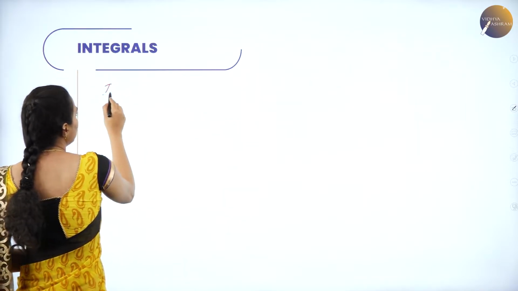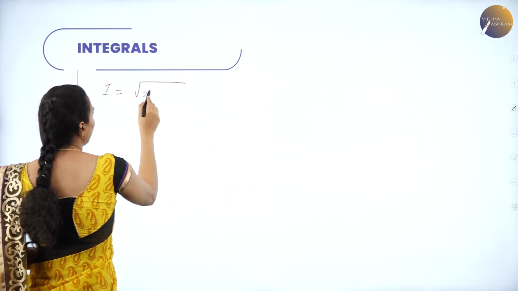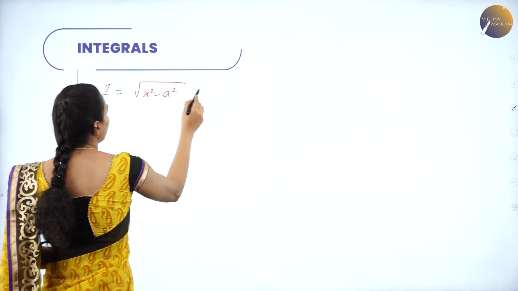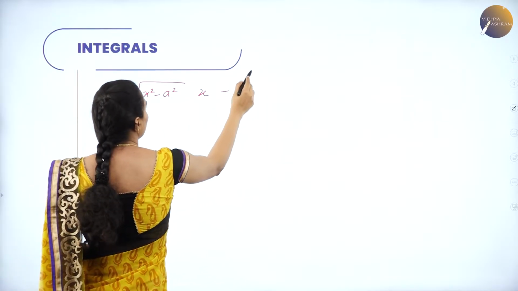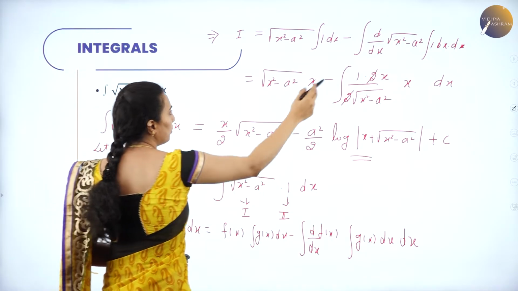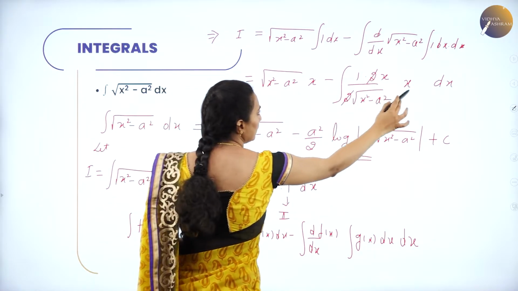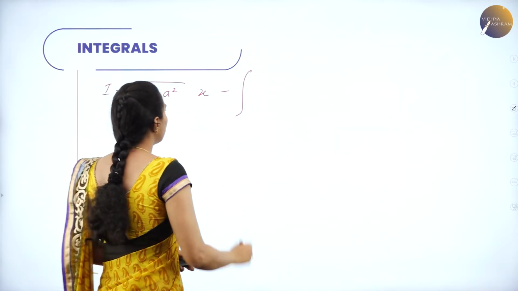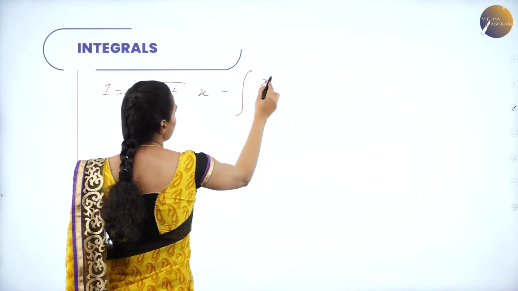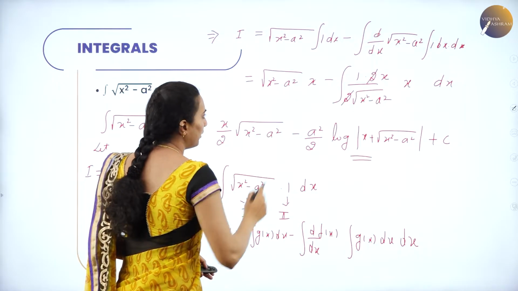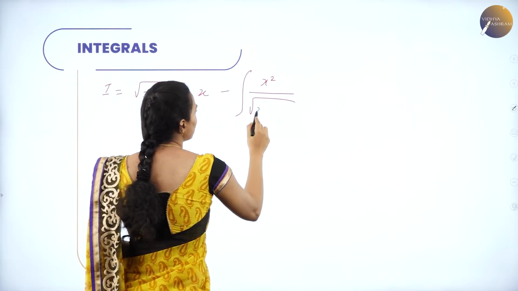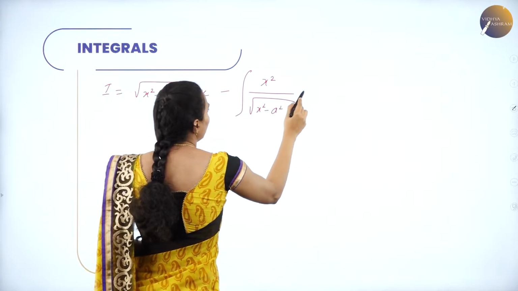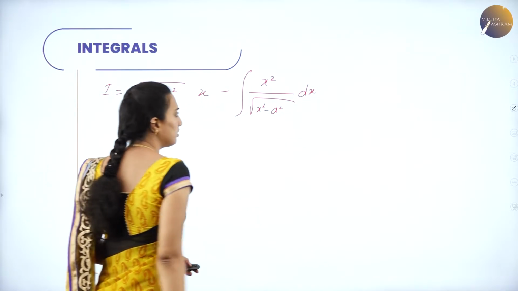So I will be equal to under the root of x square minus a square into x, minus integral of, see, 2 will get cancelled, remaining is x into x, which is nothing but x square. So x squared into 1 is x square only, x square divided by under the root of x square minus a squared into dx. I hope you understood this step.